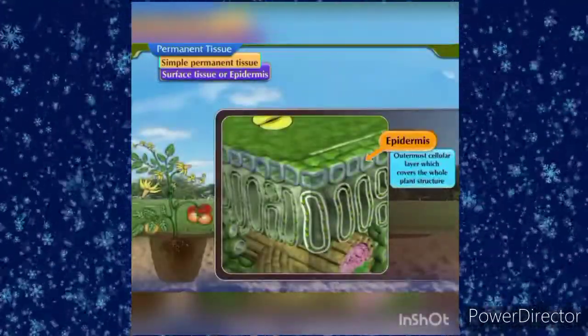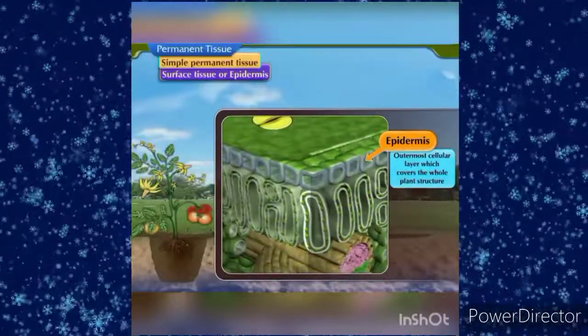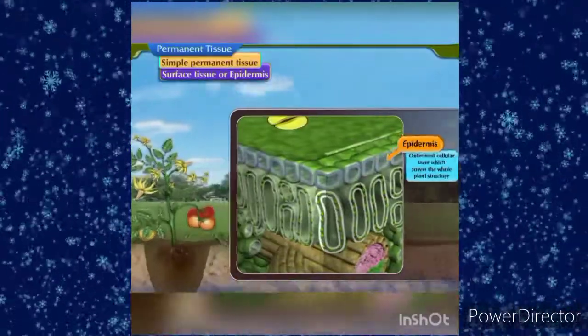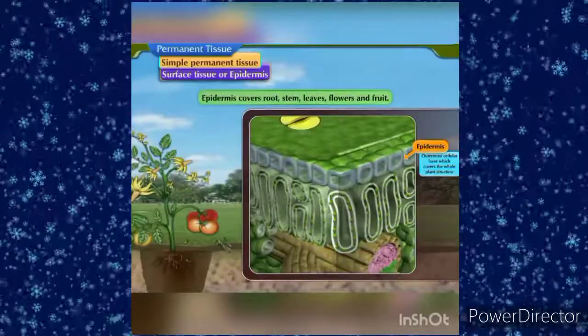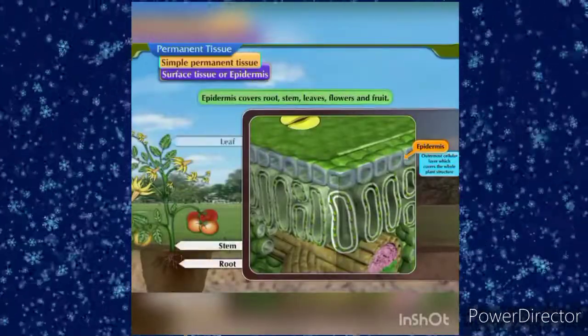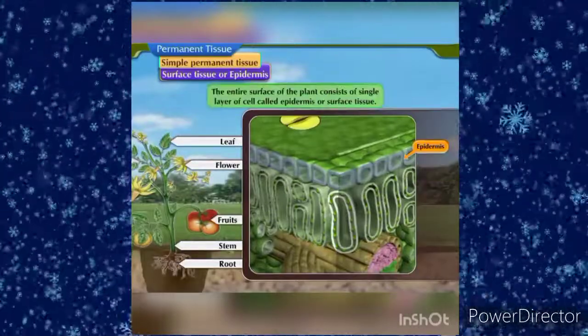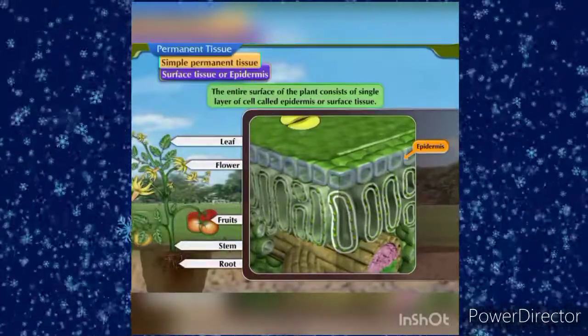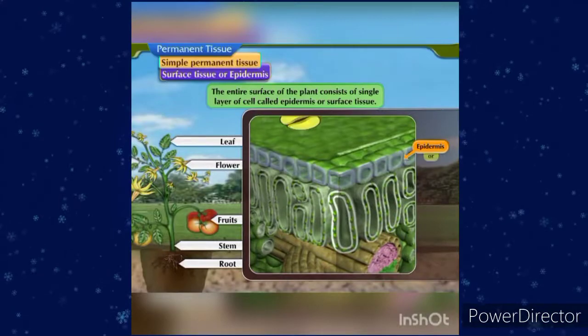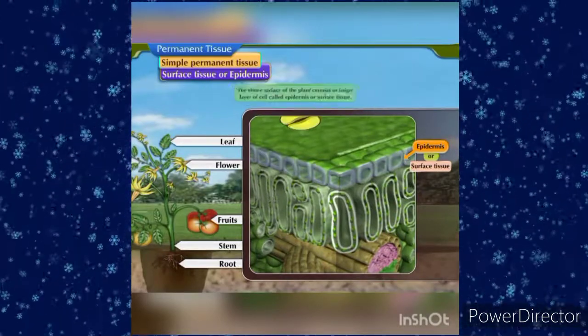The epidermis is the outermost cellular layer which covers the whole plant structure. That is, it covers roots, stems, leaves, flowers and fruit. The entire surface of the plant consists of a single layer of cells called epidermis or surface tissue.